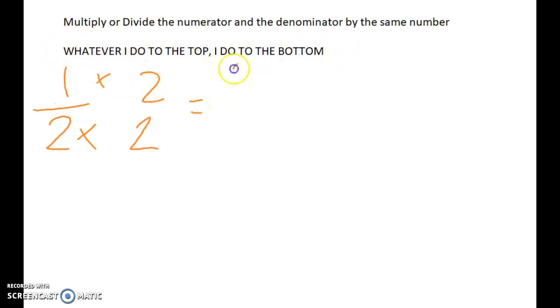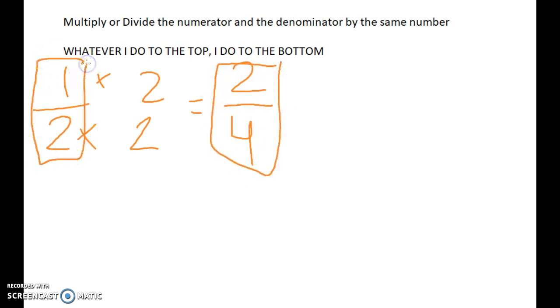So 1 times 2 gives me 2. 2 times 2 gives me 4. Make sure we add that fraction line. This gives me a final answer of 2/4. Well, we already know that 1/2 is equivalent to 2/4.